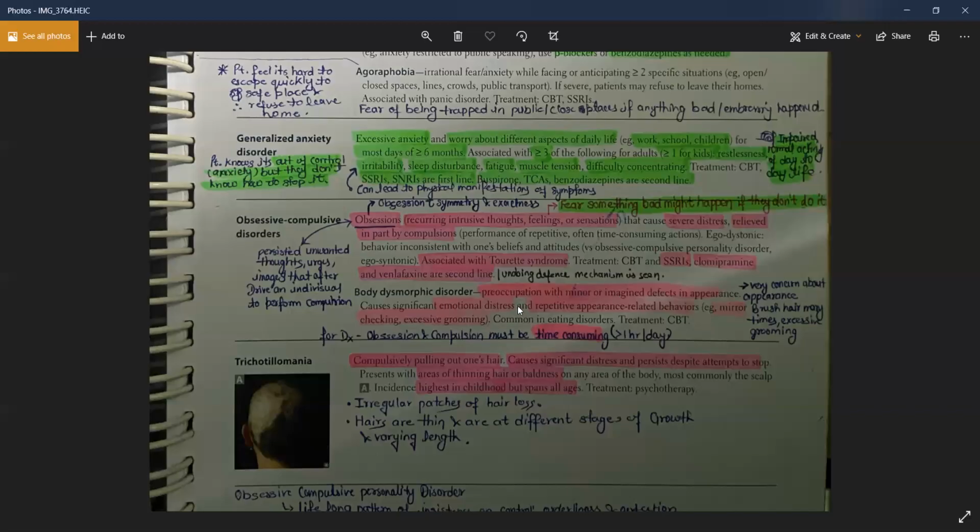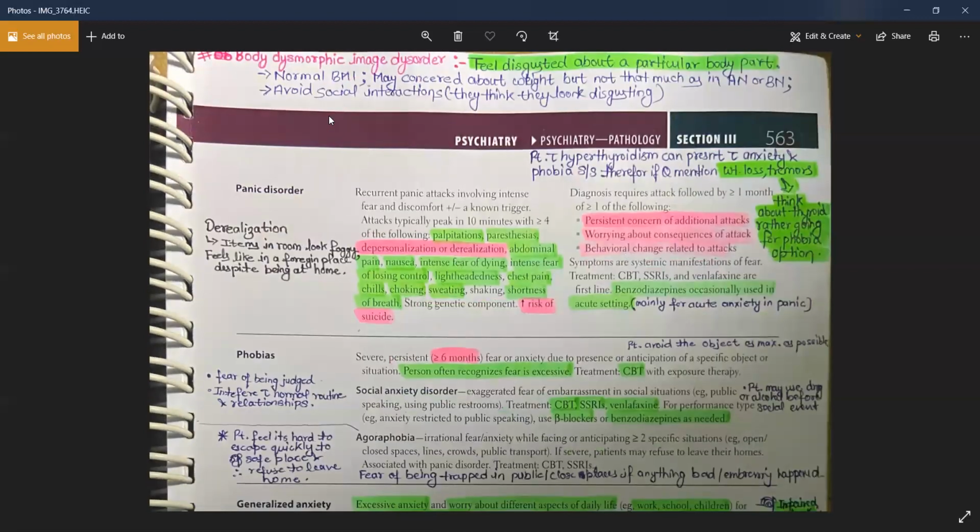Okay, they will have repetitive grooming. Repetitive mirror checking would be there, right? It will make a diagnosis of body dysmorphic disorder. They have a concern about their appearance. They will brush their hair multiple times a day, something like that. Okay, so in body dysmorphic disorder, the patient will feel disgust about a particular body part.